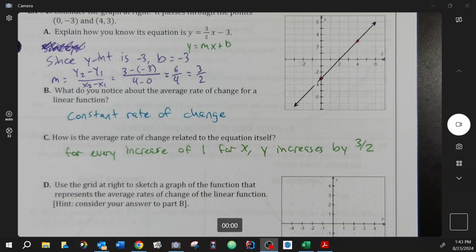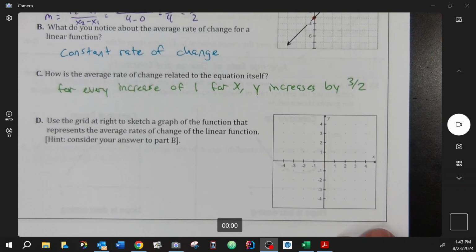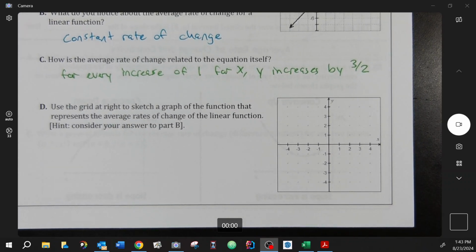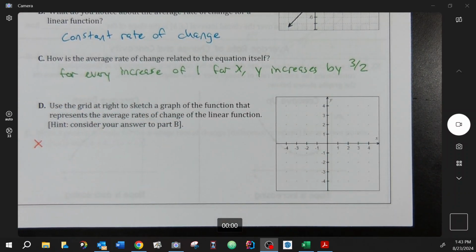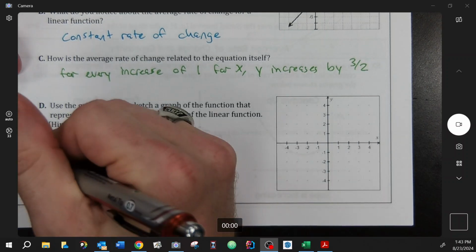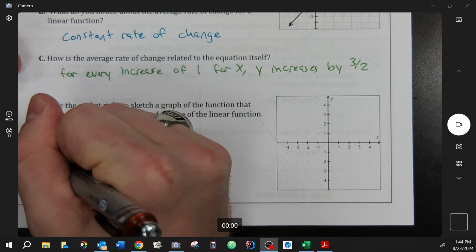Something slightly different is he's used the grid at the right to sketch a graph of the function that represents the average rates of change of our linear function. Huh? Here's what it means. What's a good color? Orange feels good. Let's say instead of plotting x comma y's, let's plot x comma rate of change.